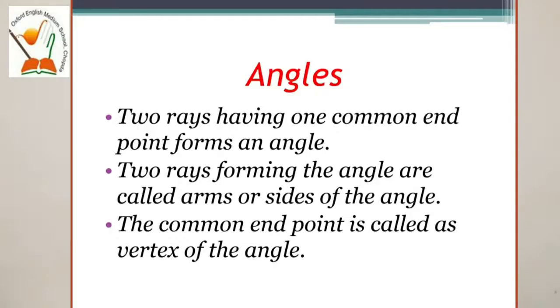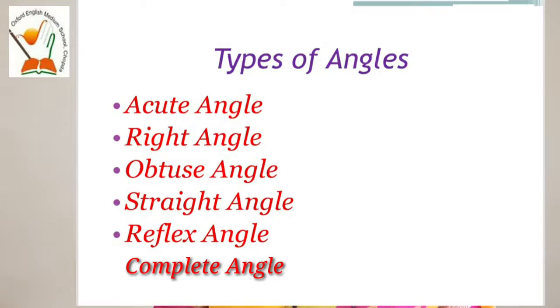Let us consider our first shape, that is angle. We know that an angle is made up of two rays, but the condition is that the two rays must have one common endpoint. So two rays having one common endpoint form an angle. There are 6 types of angle: acute angle, right angle, obtuse angle, straight angle, reflex angle and complete angle. Today we will get some information about these angles.